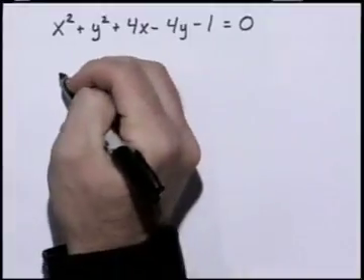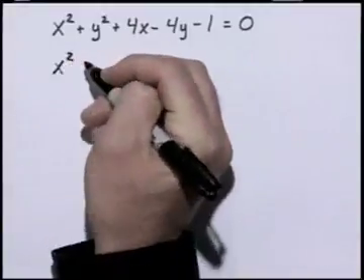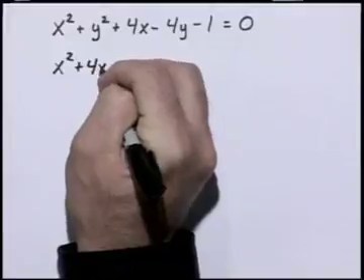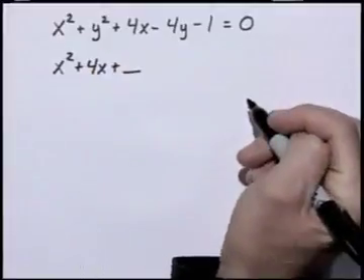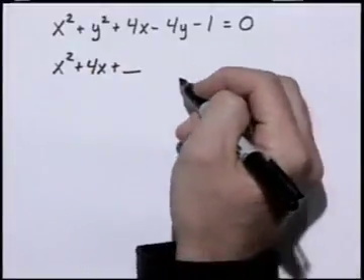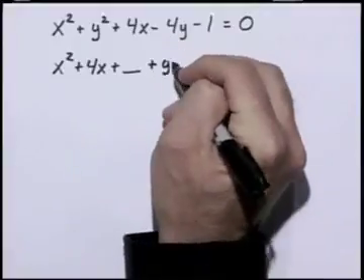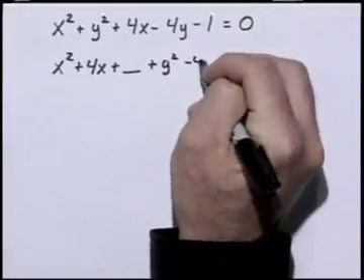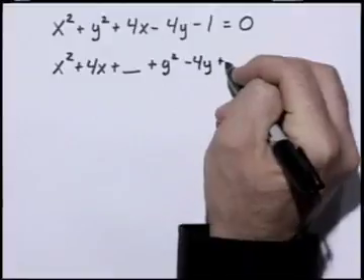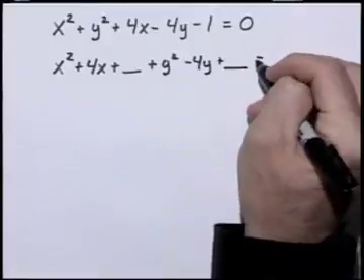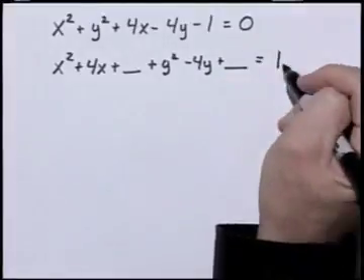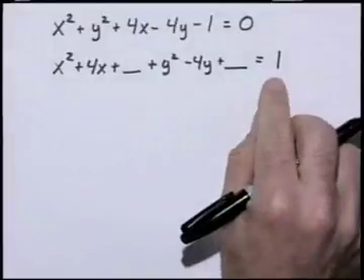So to find the center and radius, we're going to complete the square in x, which means we need to add some quantity there to make it a perfect square trinomial, and we're going to complete the square in y. In addition, I'm going to add 1 to both sides of the equation to get the constant on the right-hand side.